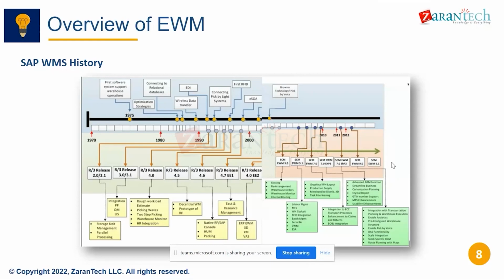So this is something you can see, the releases: earlier, how the very first releases were only storage units, and how many processes in the ERP system SAP was supporting. Anyone has any queries or anything on the WMS systems?